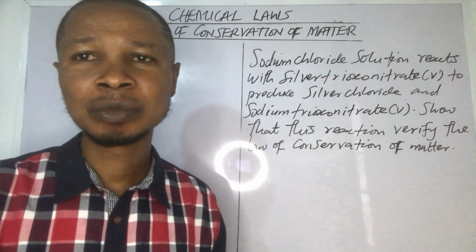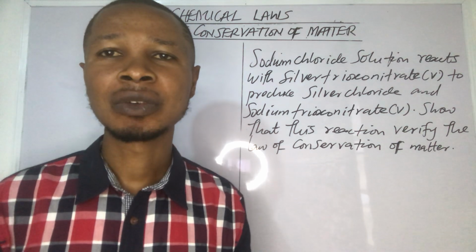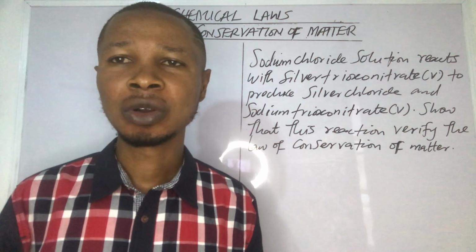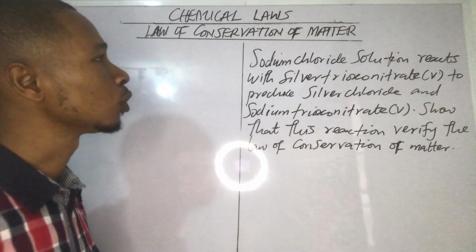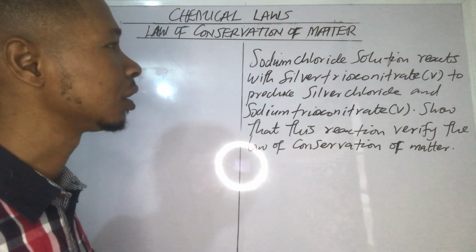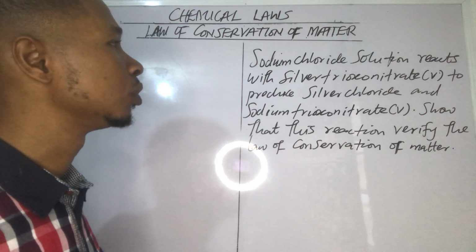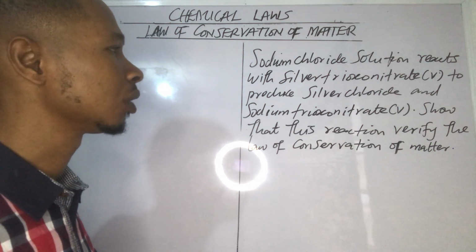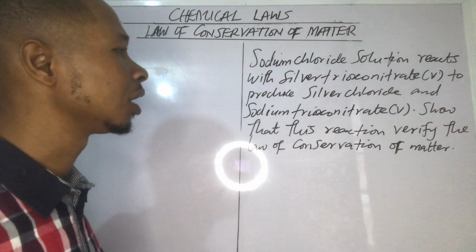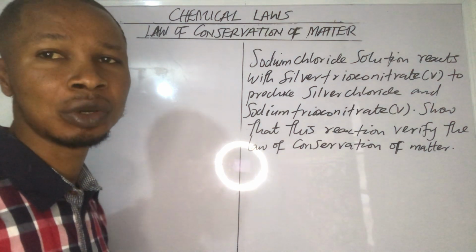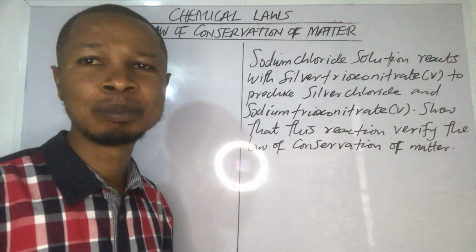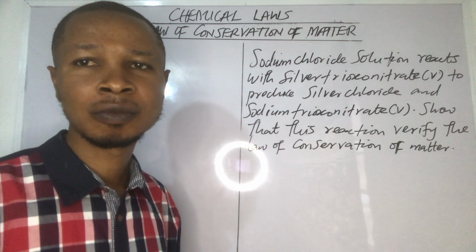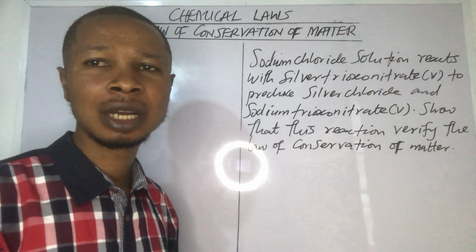Let's look at this example to verify the law of conservation of matter. Sodium chloride solution reacts with silver trioxonitrate(V) to produce silver chloride and sodium trioxonitrate(V). Show that this reaction verifies the law of conservation of matter. The first thing you need to do is to write a balanced chemical equation.